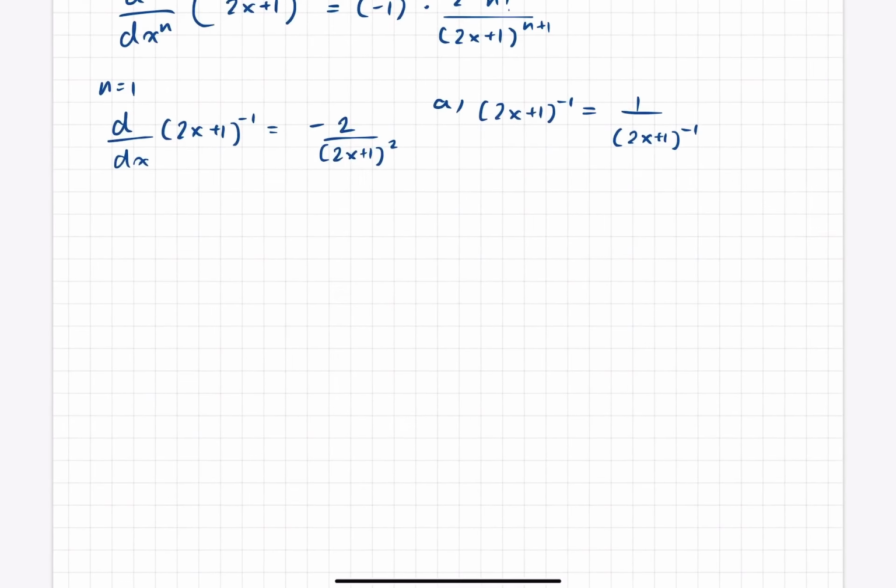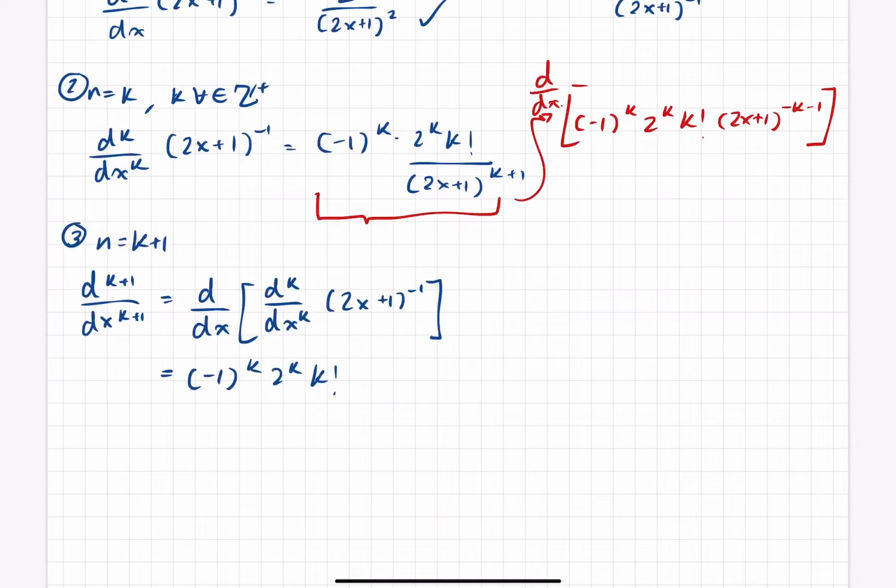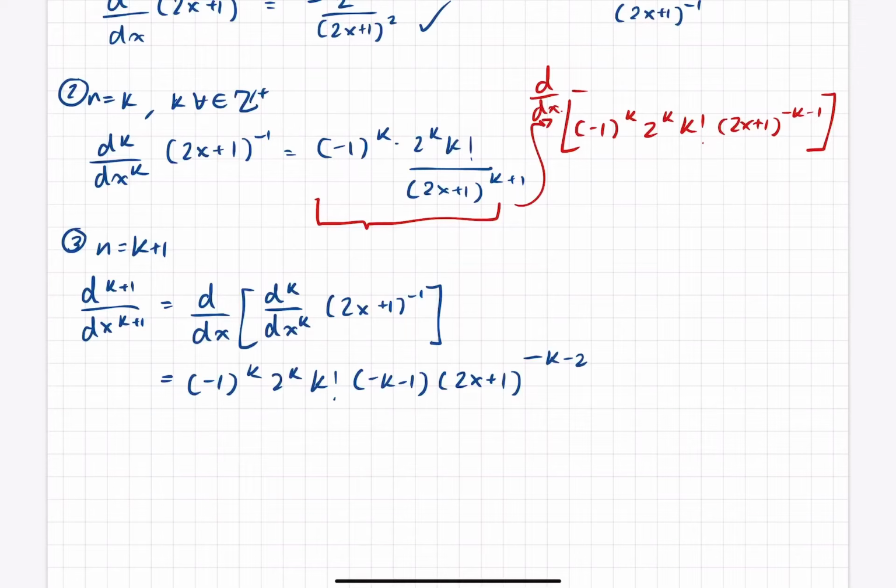So let's do that. So we have that this is going to be equal to the derivative of all of this in red. And so that is going to be (-1)^k, 2^k, k factorial. Remember, when we're taking the derivative, we bring down the exponent. So let's do that. Negative k minus 1, (2x plus 1). And then we always subtract 1 from the exponent, so then this becomes negative k minus 2, and then we perform chain rule, so we multiply by what's inside, and the derivative of 2x plus 1 is just going to be 2.